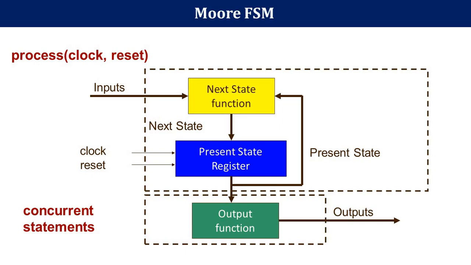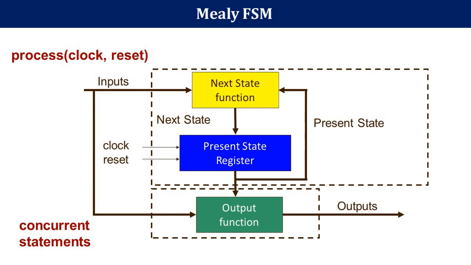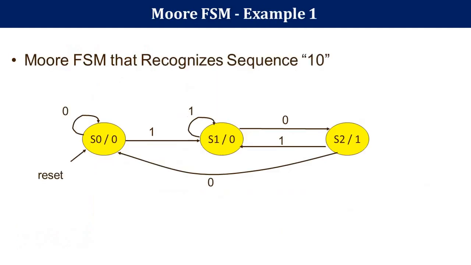The upper portion, which consists of the next state function and present state register, should be described inside the process because these are sensitive to the clock and reset. The final output function, which generates the output equation, should be represented by a concurrent statement. Similarly, in the Mealy FSM, the upper portion, including the next state function and present state register, should all be represented by the process. These are sensitive to the clock and reset. And the lower portion, the output function, is represented by concurrent statements.